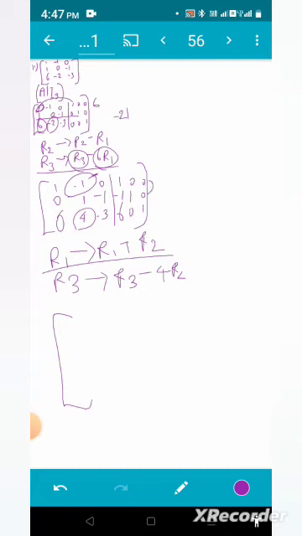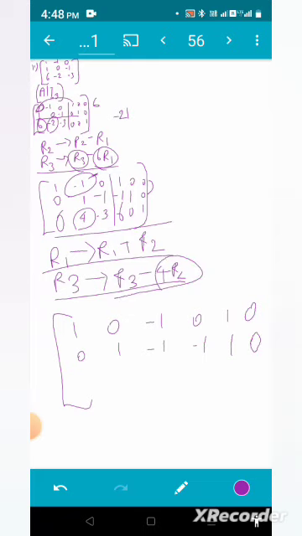So R1 plus R2. 0 plus 1 is 1. Minus 1 plus 1 is 0. 1 minus 0 is minus 1. Minus 1 plus 1 is 0. Similarly 0 plus 1 is 1. 0 plus 0 is 0. So I get 1 0 minus 1, 0 1 0. Second row is not any changes. So 0 1 minus 1, minus 1 1 0.